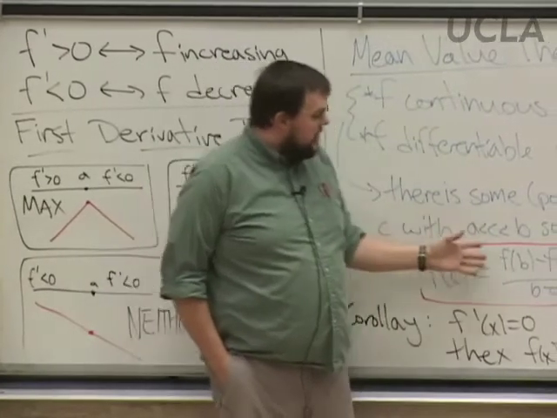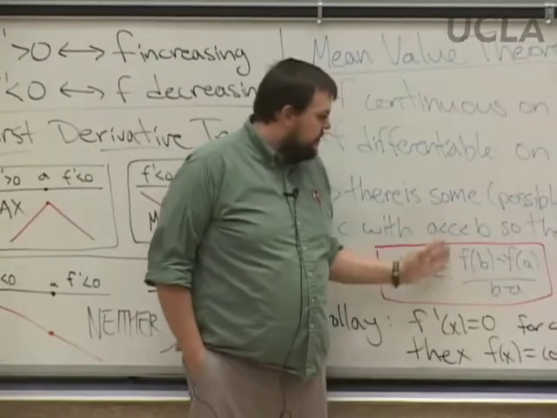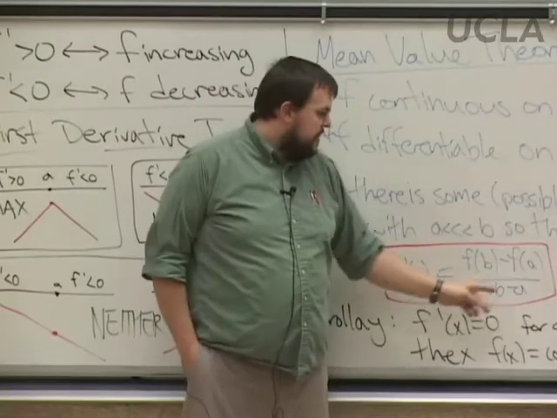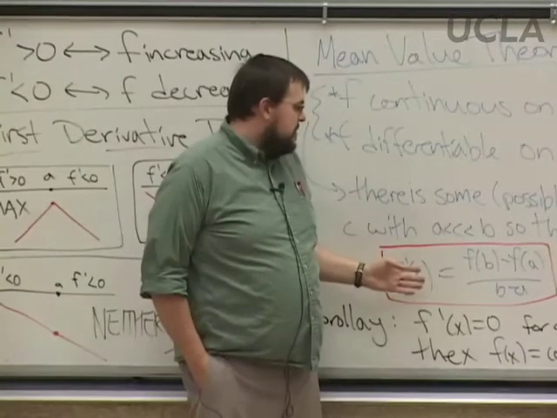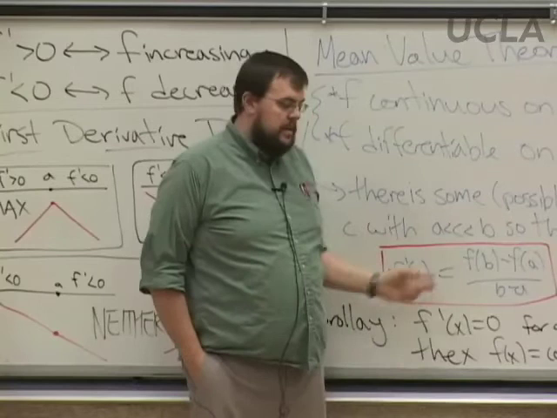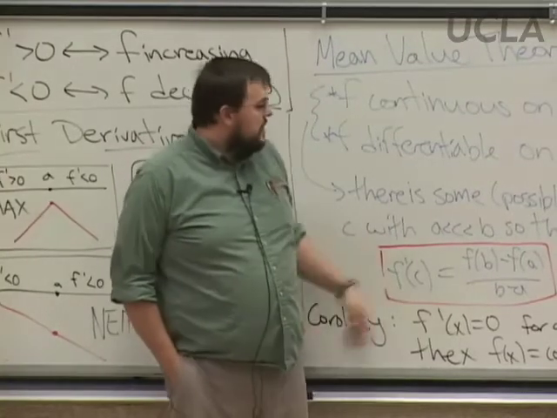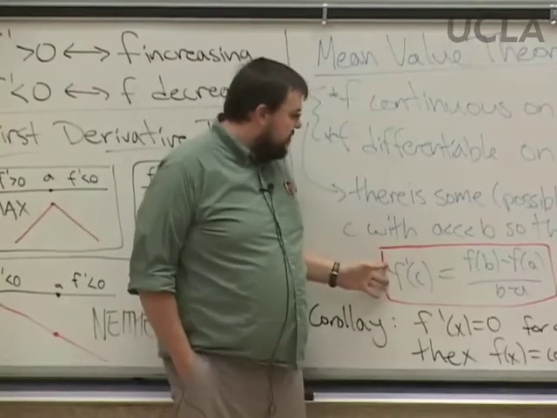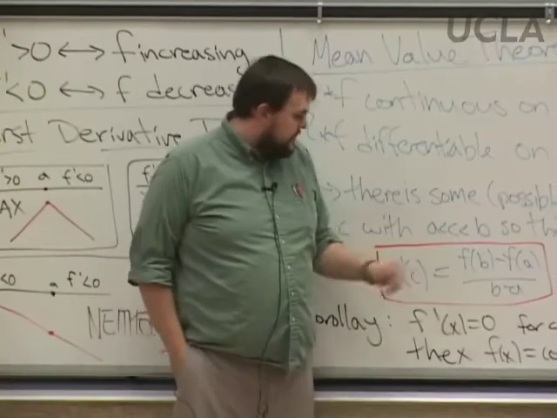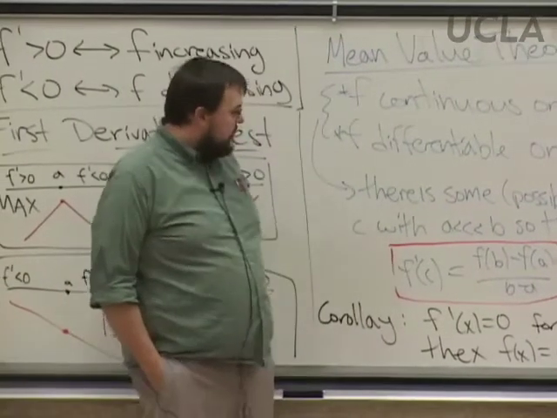And so we drew a picture saying, well, look, this is like a secant line through the points a, f of a and b, f of b. And what it's saying is there's some tangent line parallel to that secant line. Or if you like, at some point, our instantaneous rate of change is exactly equal to our average rate of change. And there's a nice corollary.